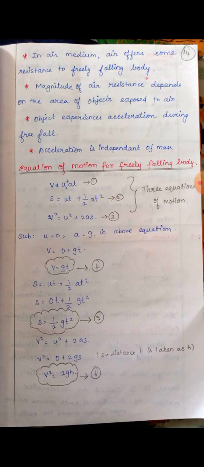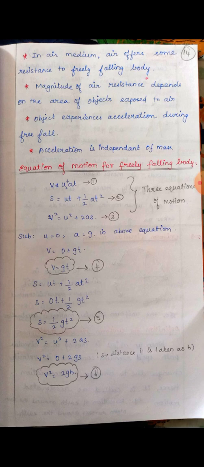Next, in air medium, air offers some resistance to a freely falling body. Paper is of less weight, so air offers some resistance to its free fall, and it is becoming late. Next, the magnitude of air resistance depends on the area of the object that is exposed to air.